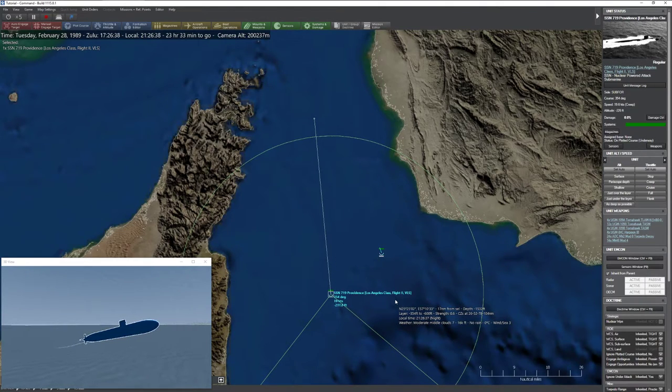Just going to slow down really gently. Make sure you slow down before you come close to the surface. Did you see the cavitation? Yikes. Let's hope that does not bite me in a minute. We should have slowed down and then ordered periscope depth.